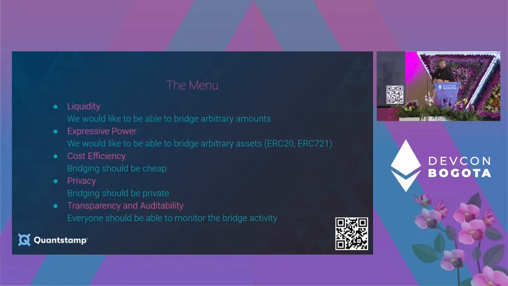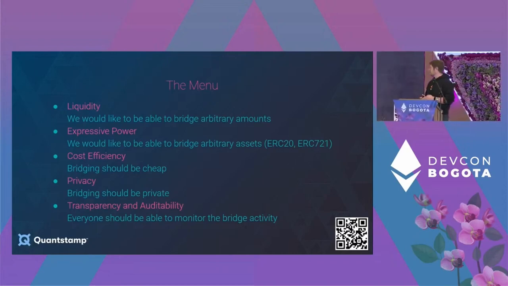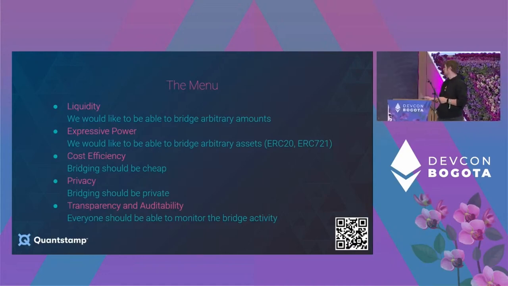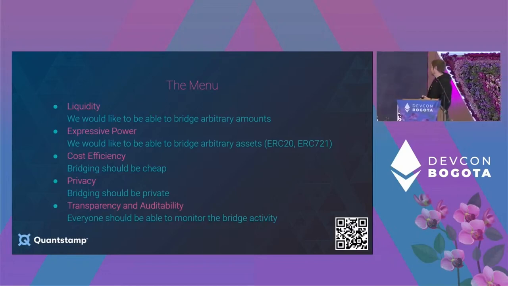Then I want my bridges to be cost efficient because I don't like to spend money on gas, right? But sometimes we don't really have the option to do anything about that because we're interacting with two chains. The transactions have to be paid for on both the chains, right? But it would be nice if the bridges were not adding any additional cost overhead to that.